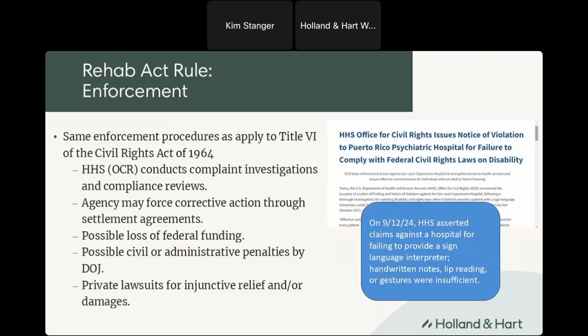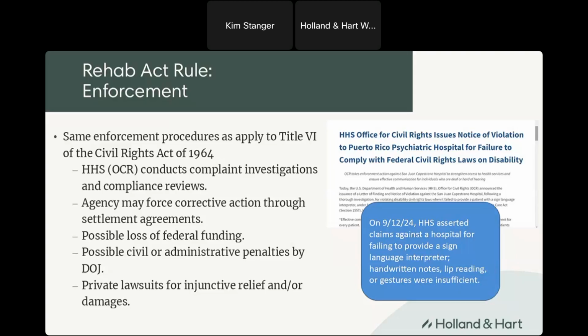Well, what happens if you don't like that rule and you're just simply not going to do it? Well, you could be subject to the same enforcement procedures that apply to Title VI of the Civil Rights Act, meaning that HHS will conduct complaint investigations, usually done through the Office for Civil Rights. They can do complaint investigations or compliance reviews.